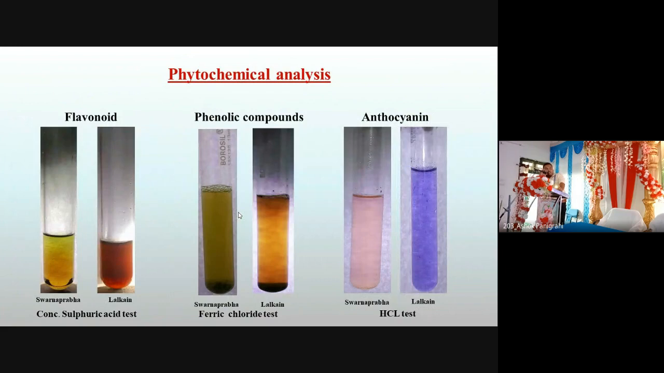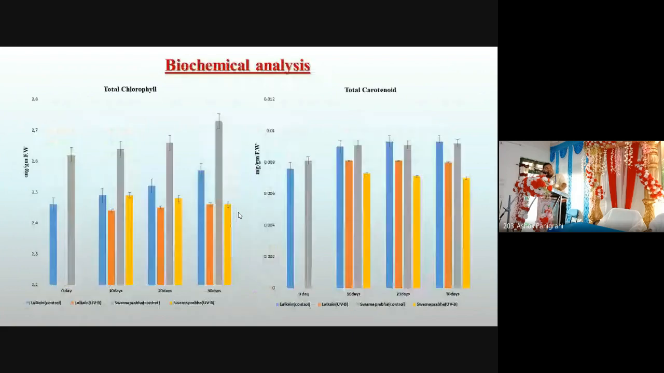The flavonoid is estimated by the concentrated sulfuric acid test, the phenolic compounds by the ferric chloride test, and anthocyanin by the HCl test. All the phytochemical tests have a positive sign towards the traditional Lal Koi variety. It has high flavonoid content, is rich in phenolic compounds, and has rich anthocyanin content as compared to the Swarnaprabha variety. After phytochemical analysis, we estimated the various biochemical parameters.